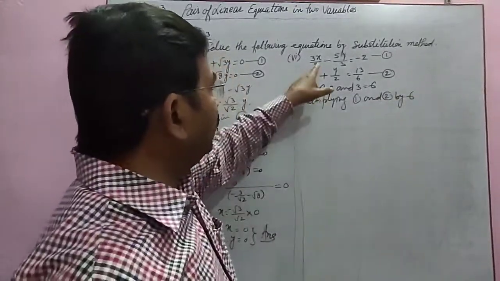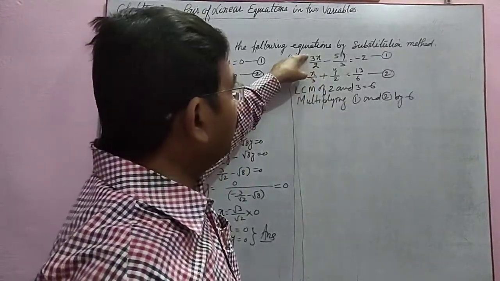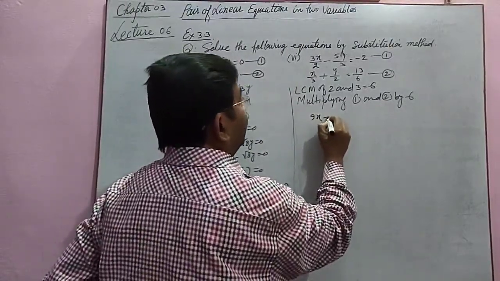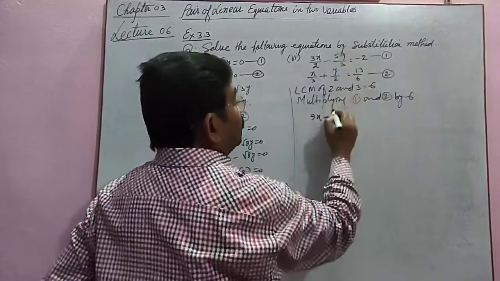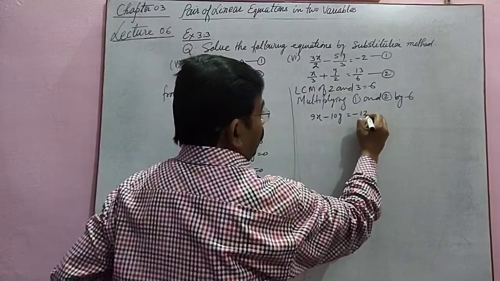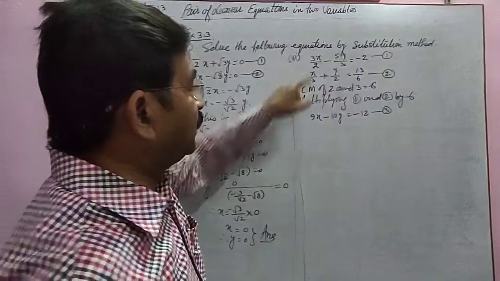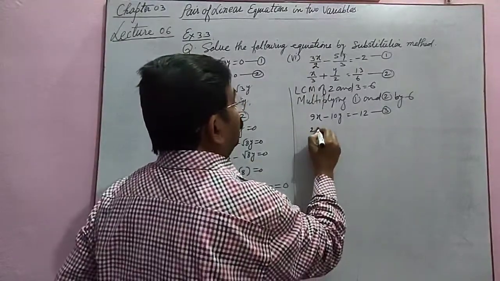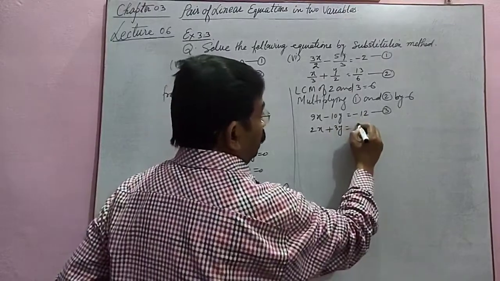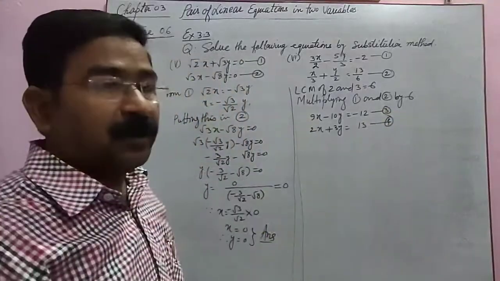So if you multiply here by 6, so it is 2 3s are 6. What we have? 9x minus 3 2s are 6, 10y is equal to minus 12. Let us see, this is equation number 3. And here multiply by 6, so we have 2x plus 3y is equal to 13. Equation number 4.